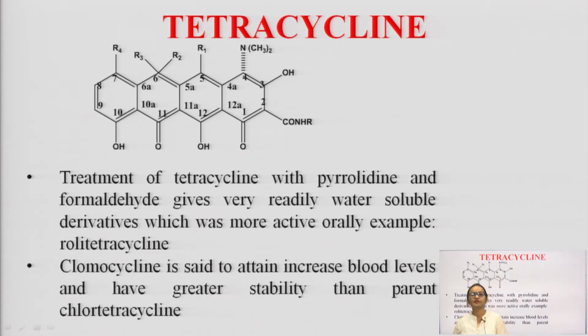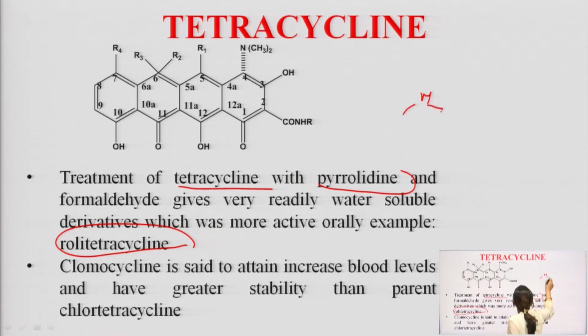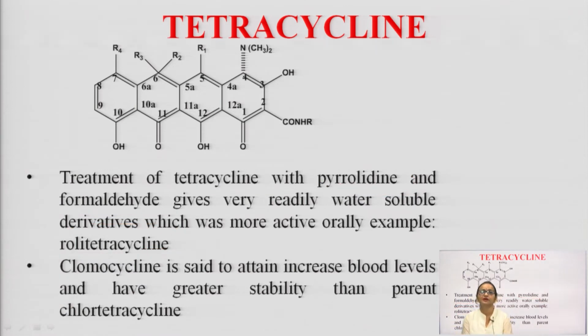Treatment of tetracycline with pyrrolidine and formaldehyde gives another derivative which is readily water soluble and which was also more active orally, that is Rolly-tetracycline. In the earlier lecture we have seen that Rolly-tetracycline comes in the pro-tetracycline, and how is this obtained? By the treatment of tetracycline with pyrrolidine. We have seen this type of ring is there, with pyrrolidine and formaldehyde. It will give rise to a readily water soluble derivative which is called Rolly-tetracycline.